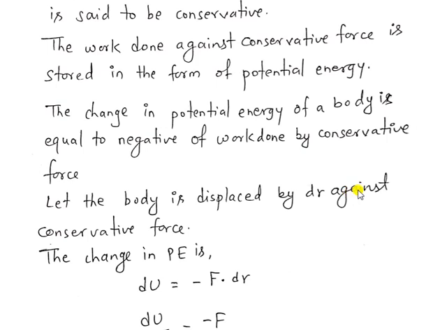One more thing is that the change in potential energy of the body is equal to the negative of the work done. So the change in potential energy dU is equal to the work done. This work done is stored in the form of potential energy, as I already told you. Why negative here? I have just given you the example of the gravitational force: when you are throwing any object in the upward direction, you are doing the work actually against gravity. That's why there is a negative sign.